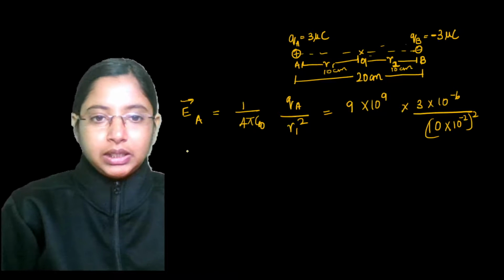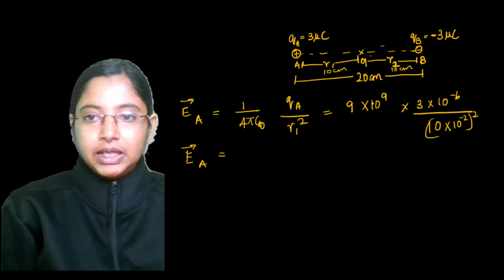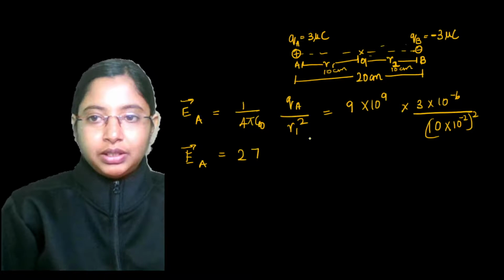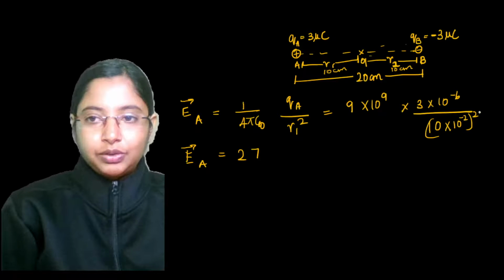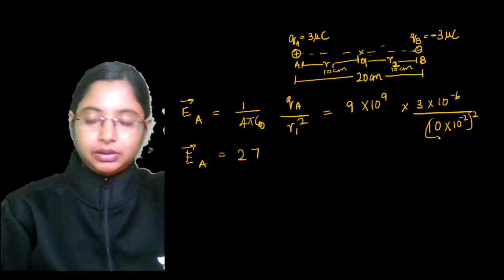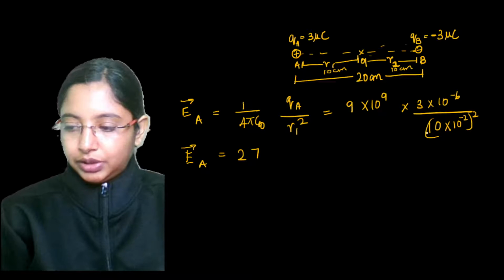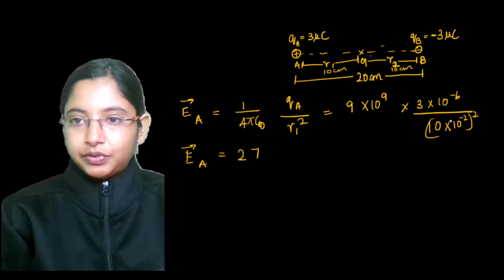If you solve for this, 3 sevens are 27, because this will be into 10 to the power of 1 squared, which becomes minus 2, so minus 4. If you solve for this, you would basically get around 10 square minus 4.